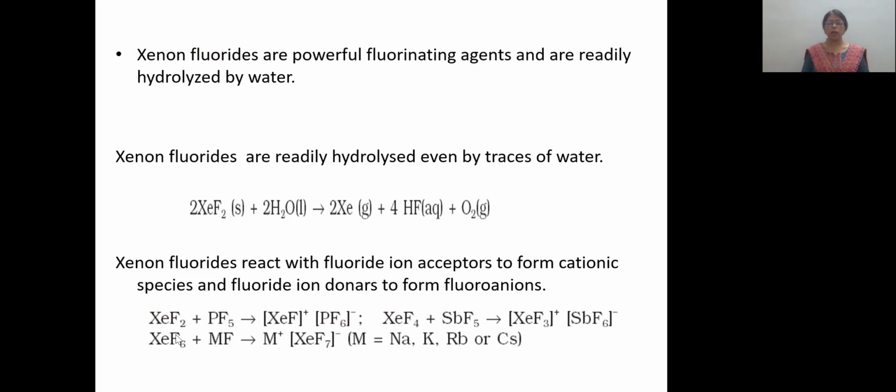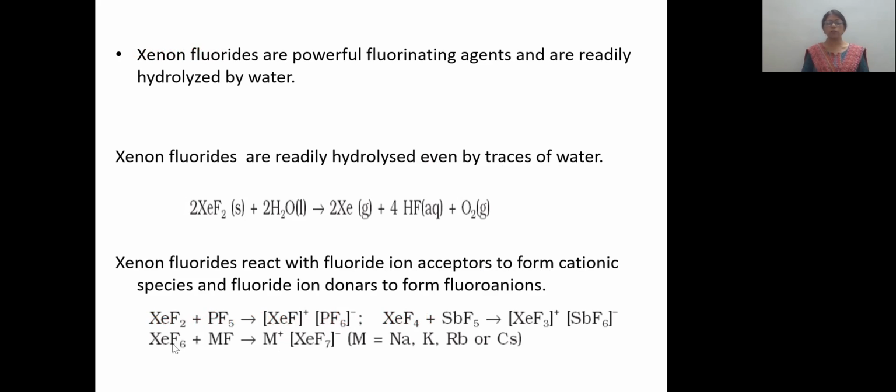Here, xenon difluoride reacts with PF5. PF5 is a fluoride ion acceptor. So xenon difluoride changes into [XeF]+ and PF5 changes into [PF6]-. Similarly, XeF4 reacts with SbF5. Again, SbF5 is a fluoride ion acceptor. So it changes into a cationic species.